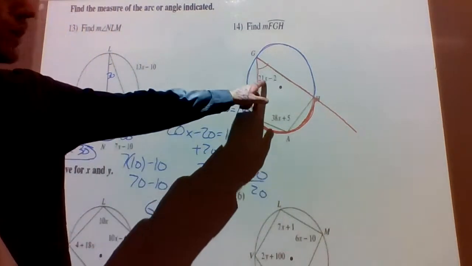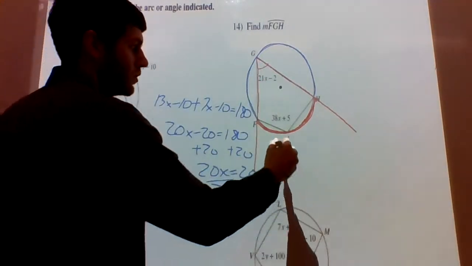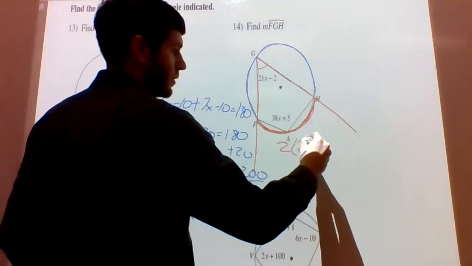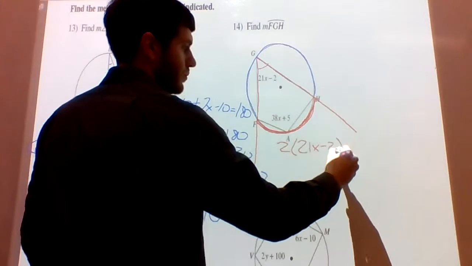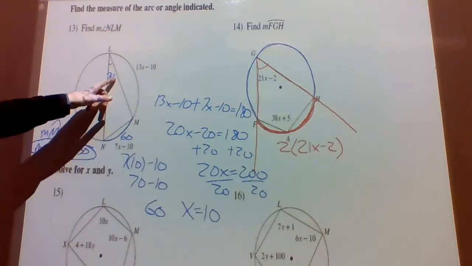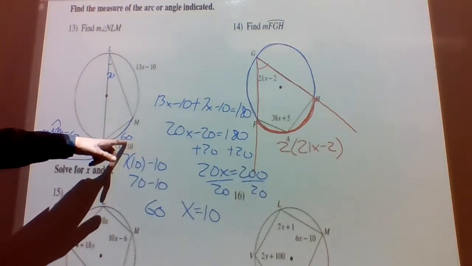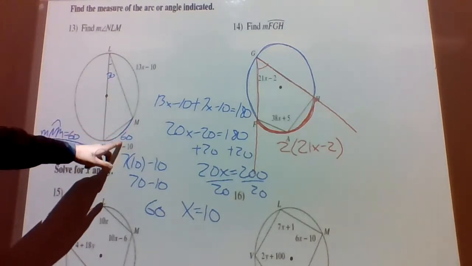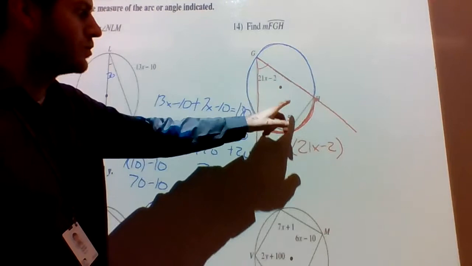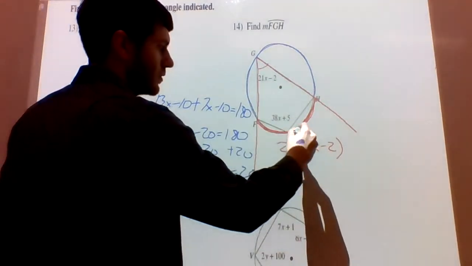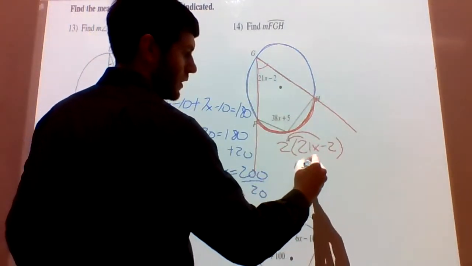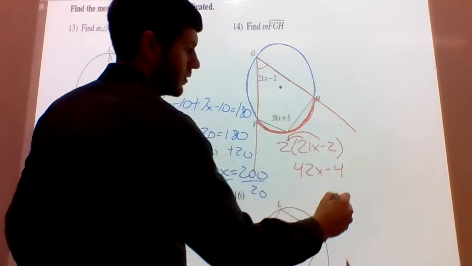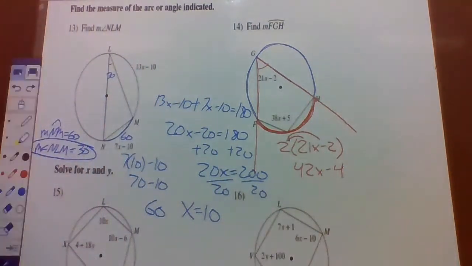We know it's going to be twice the inscribed angle. So this one's going to be equal to 2 times 21x minus 2. Inscribed angle is half of the intercepted arc, so if we have the angle, we need to multiply by 2. 30 times 2 is 60. 21x minus 2 times 2 is going to give us 42x minus 4.